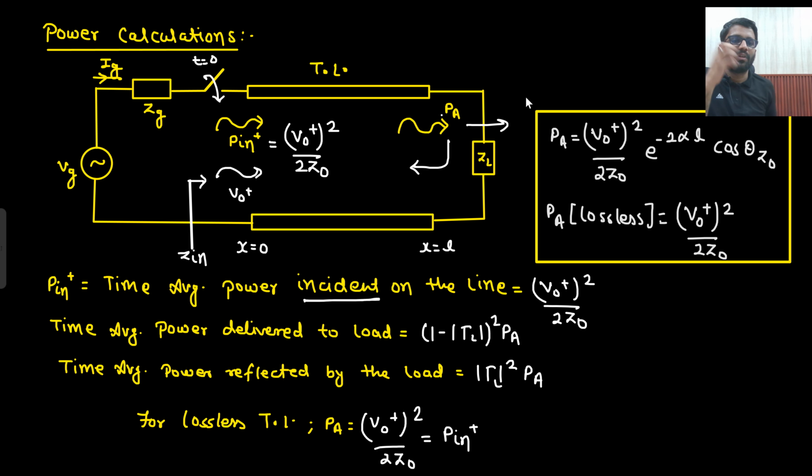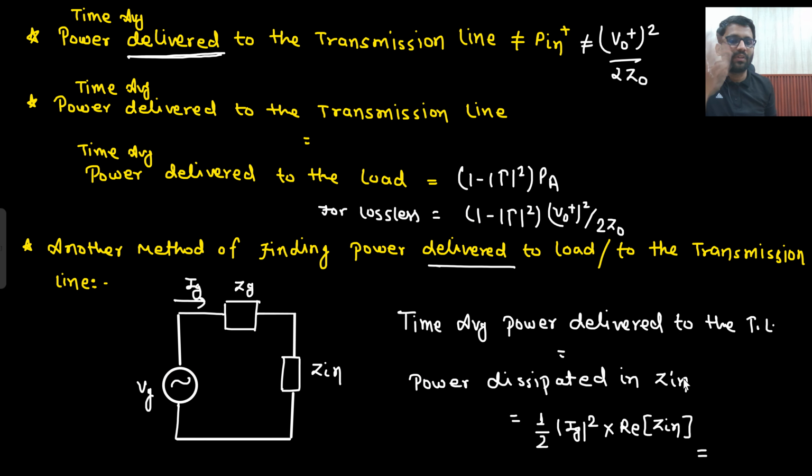Now we get to know another term: the power delivered to the transmission line. If the word delivered is used, they are talking about incident and reflection, everything taken into account. That power delivered to the transmission line equals the power delivered to the load. This we get to know when we do the calculation. The other method of finding power delivered to the transmission line is to replace the line with this Zin and find the power dissipated in Zin. Power dissipation means I am talking only about the resistor.